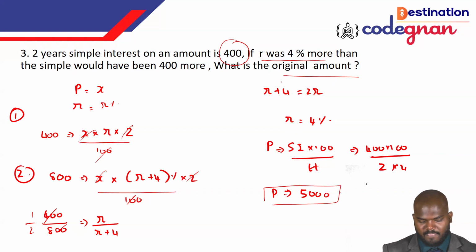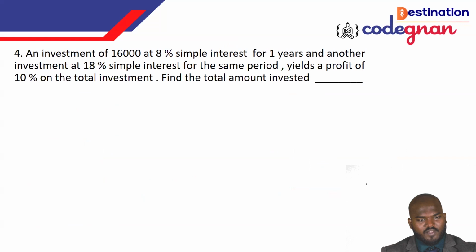No, right? Okay. So next one, there is a question they are giving here: an investment of rupees 16,000 at 8% simple interest for 1 year, and another investment at 18% simple interest for the same period of 1 year, yielding a profit of 10% on the total investment. So the investment he was investing here is 16,000 rupees. If you take 10% income, we can say that is 1600. But they have given it in a different way.